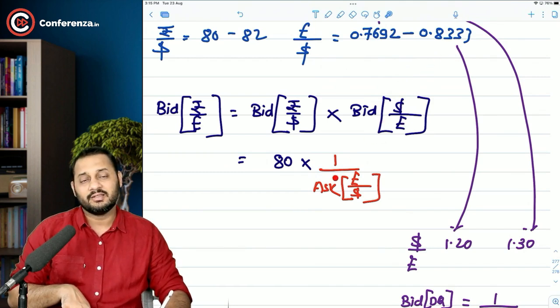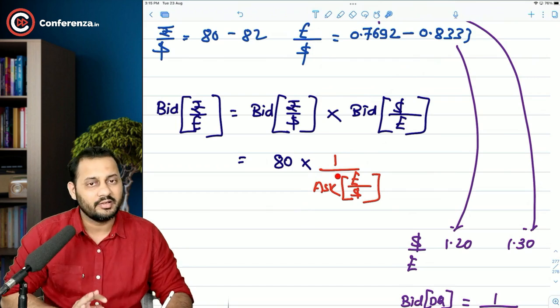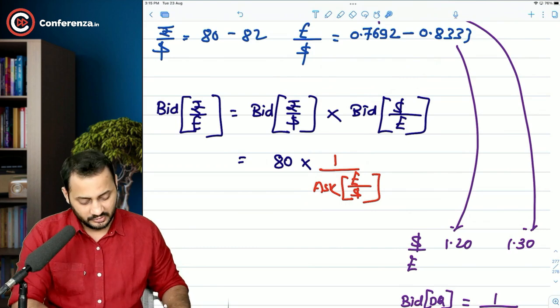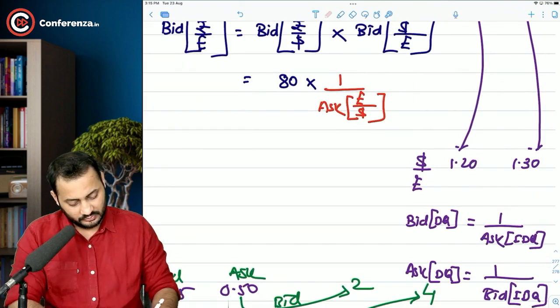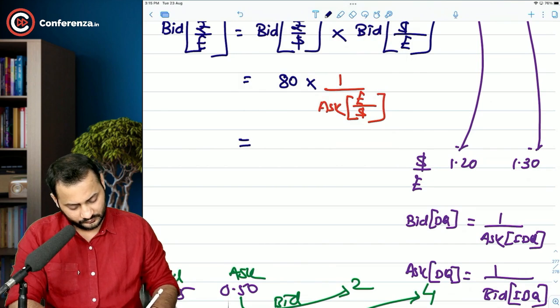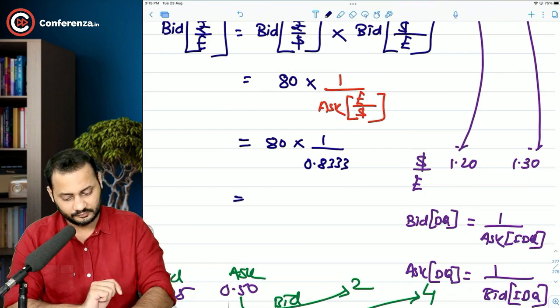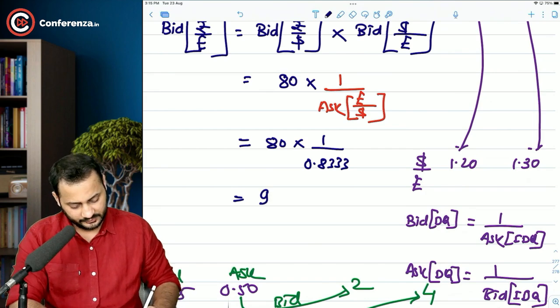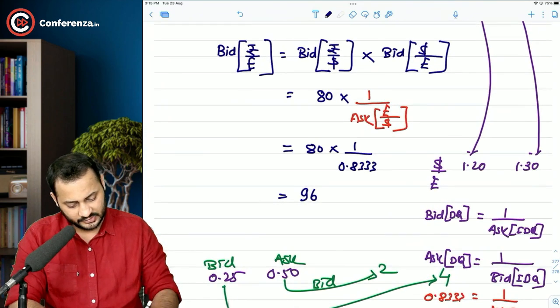You got that? This is the most difficult part. If you have understood it, you are going to make it big. So let's write down 80 into 1 divided by 0.8333. That's 96. Okay, that's one answer.